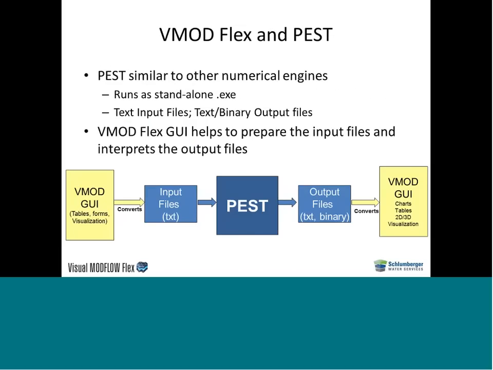So PEST is similar to these other numerical engines that we have within Visual ModFlow, like ModFlow or MT3DMS, etc. It runs a standalone executable. It has a set of input files that are required for it to run in text format. And it generates a set of text and binary output files. So Visual ModFlow Flex helps to prepare the input files for PEST and helps you interpret the output files, similar to the illustration that's shown there. So we do the pre-processing to generate the files for PEST and the post-processing, allowing you to make sense of the PEST results.